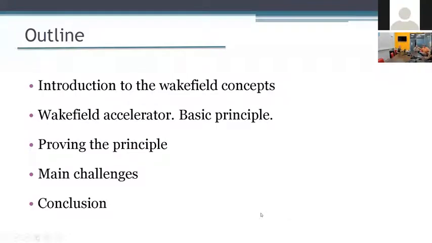So, the outline of the talk. First, I'll just introduce the word Wakefield. It's connected to classical electrodynamics, the way we know it. It's a fancy word, but it's nothing very special. Then I'll talk about the Wakefield accelerator: what the Wakefield particle accelerator is, the basic principles, and the basic theorems, the fundamentals. Let's put it this way: how you can estimate the parameters of this machine.